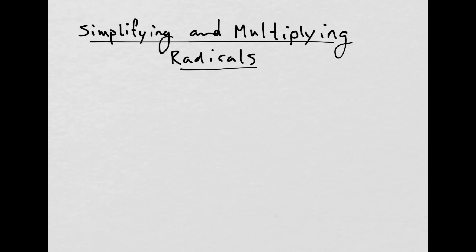So in this video, we're going to be looking at simplifying and multiplying radicals. That's exactly what it says. The way I want you to use this video is to have the assignment in front of you, and when I say, after a couple examples, that you should be able to do these problems, I want you to pause the video and work on those problems. Then when you're done with them, watch the next part of the video and go to the next set.